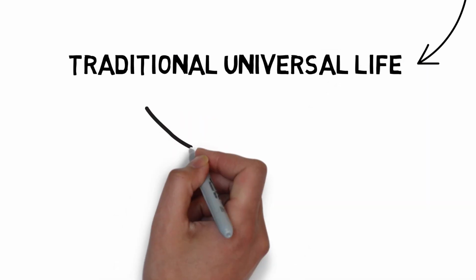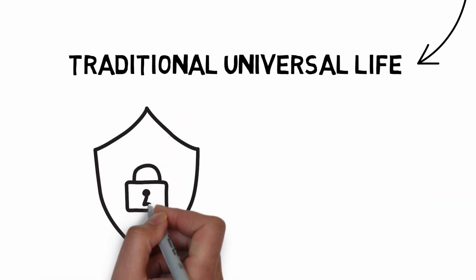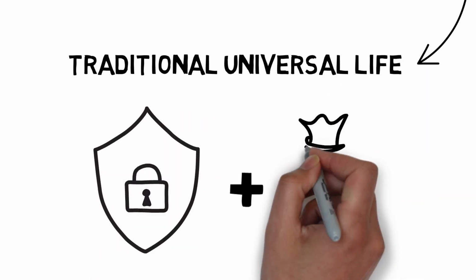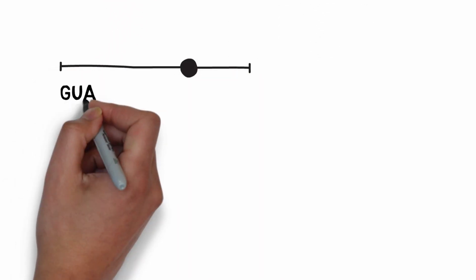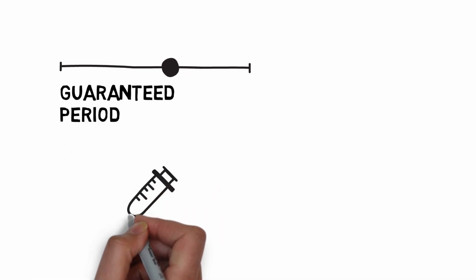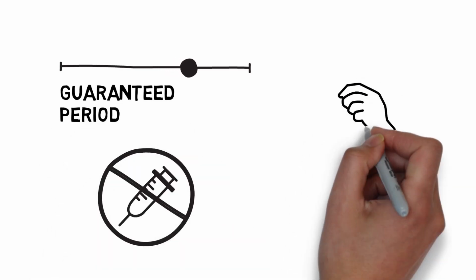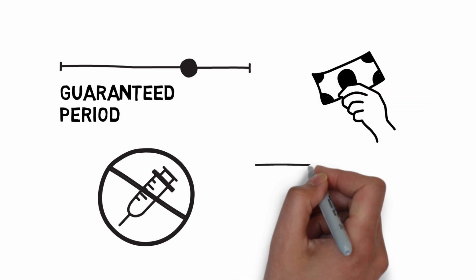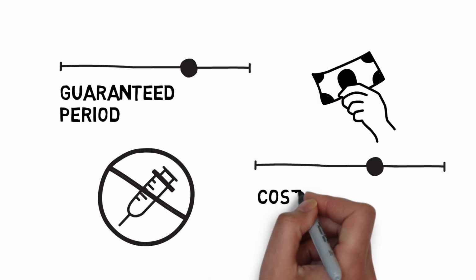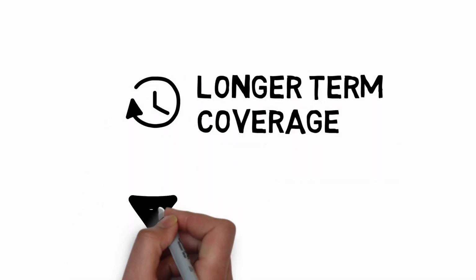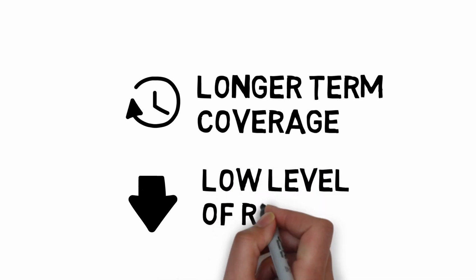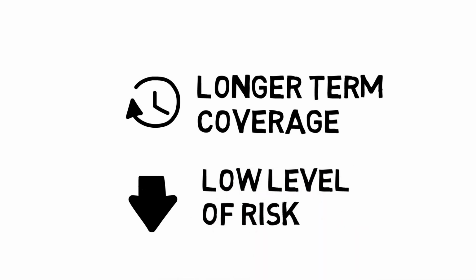Traditional universal life is unique because it may offer guaranteed death benefit protection, which actually makes it like having a permanent term policy, but it can also grow cash value. You also have the flexibility to shorten or extend the guaranteed period without future medical underwriting. Some products offer a guaranteed death benefit, and other carriers have the ability to raise or lower the cost of insurance being charged. This type of product is designed for a person who wants longer-term coverage, relatively low premiums, and a low-risk cash value asset.